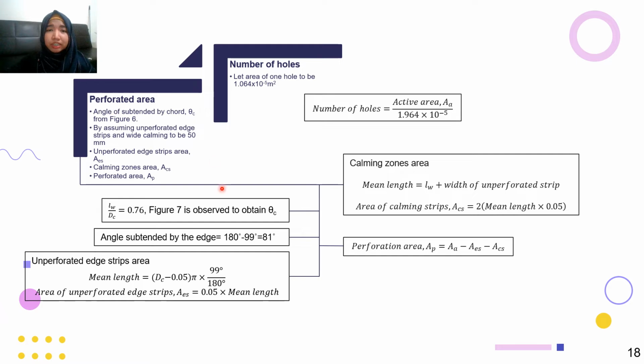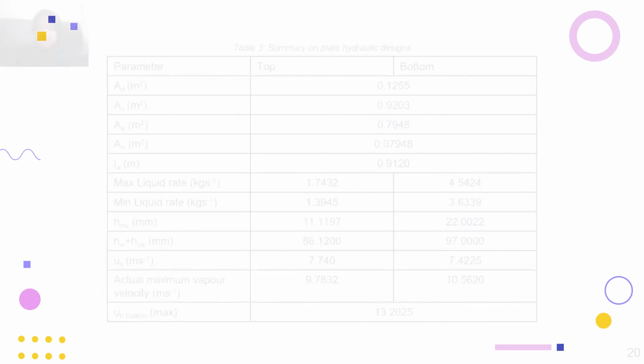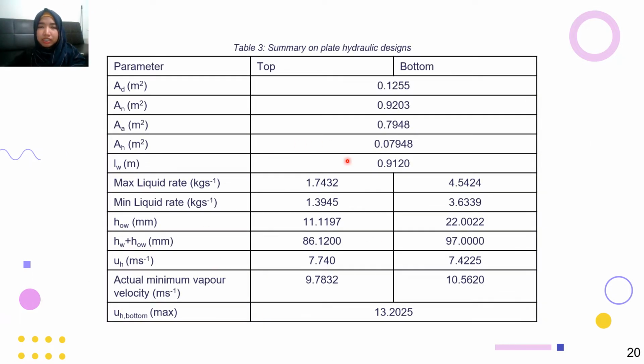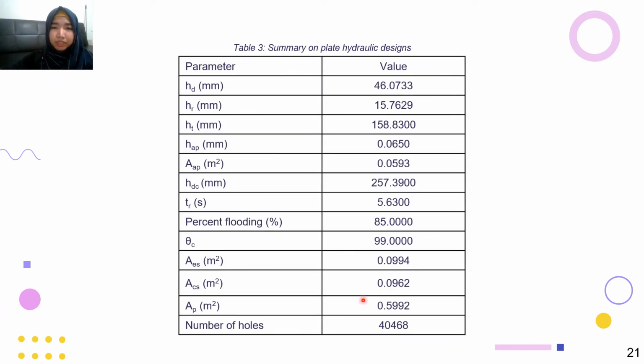Next, the perforated area can be calculated by taking the assumption from Sinnott and Towler for typical cases, and the number of holes can be determined by using this equation. And these are the figures and summary calculated for plate hydraulic design. Next, I'll pass to Doris for utilities and mechanical designs.